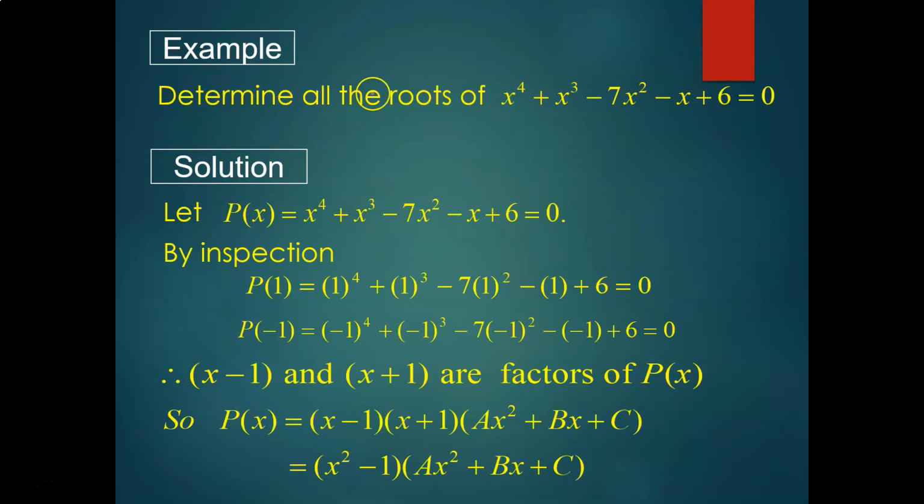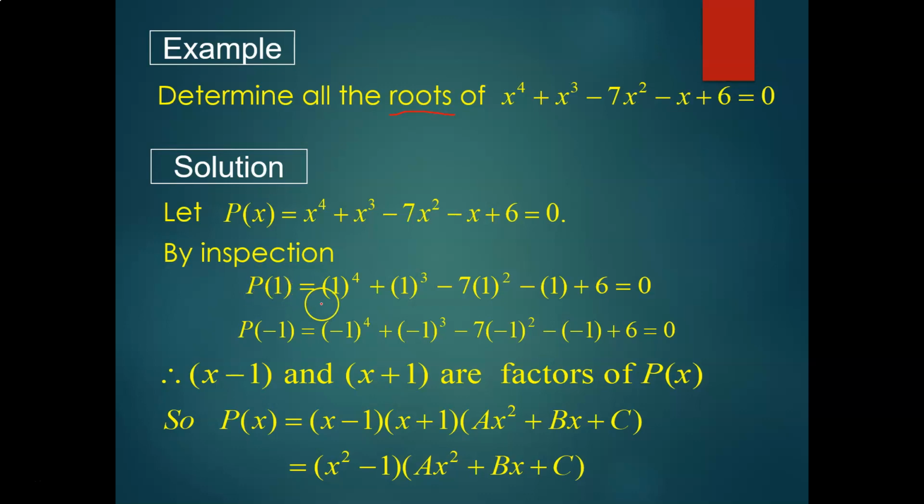Okay, more examples. Determine all the roots of x to the power of 4, and so on. So you need to find all the roots over here. Roots meaning in terms of numbers. So by inspection, we try using trial and error. Trial and error means you try. You try 1, you try 2, or negative 1, or negative 2, whatever you want to try. Of course first of all we want to try with 1 or negative 1. That one is very basic to start with.